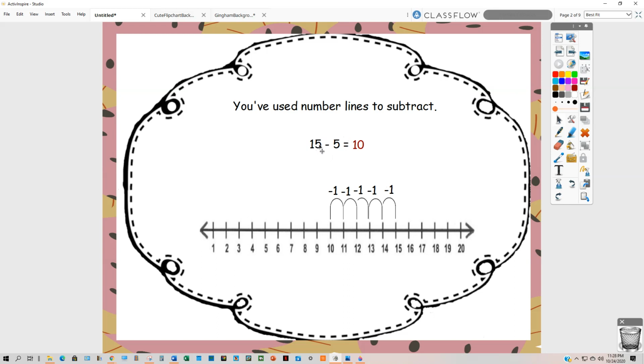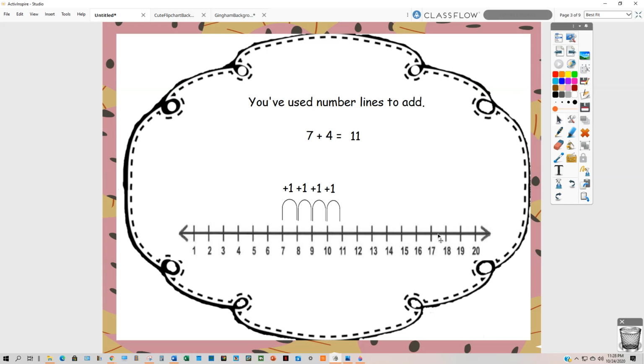In this case, we're going to move backwards 5, and I did it by jumps of 1, so I can show you the 5 to get to the difference, which is the answer to a subtraction problem, and that would be 10. You've also used number lines to find the sum of two numbers.